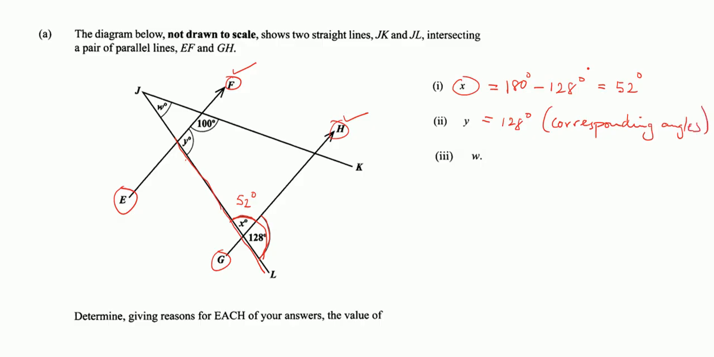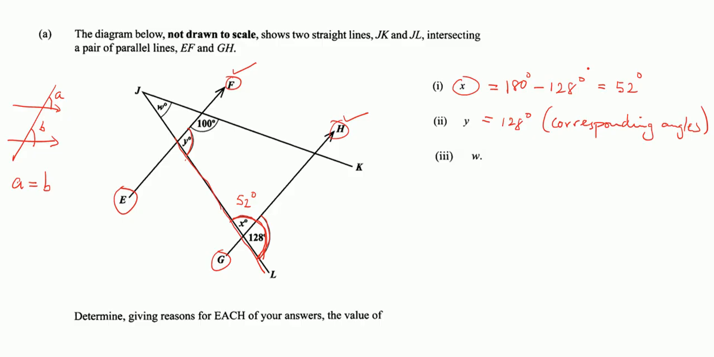Now let me show you what I mean here. If I have two parallel lines here, and I have a line passing this way, this angle here, if this is A and this is, let's say, B, A is equal to B because they are corresponding angles. So the similar scenario is taking place here. The 128 degrees is corresponding to y.